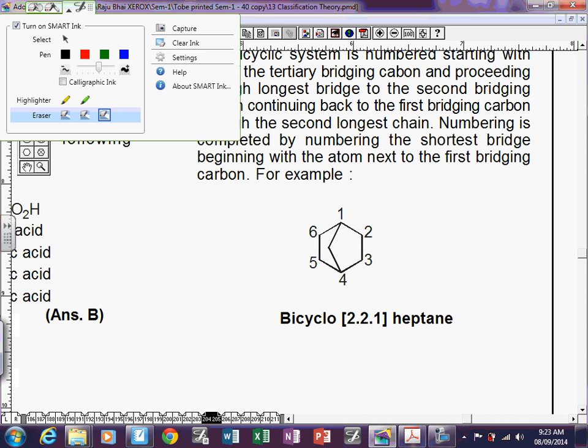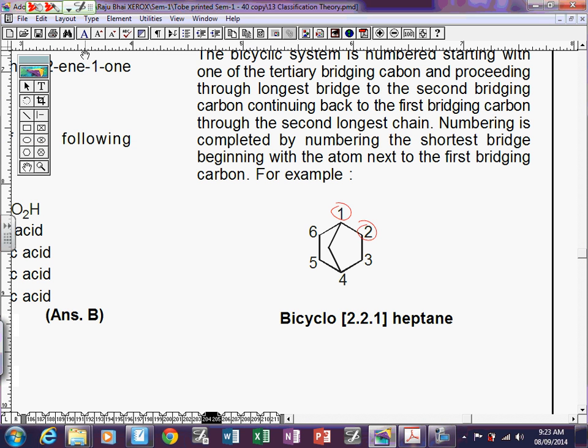Okay, first, simple way. Give numbers from here. As we can see, 1, 2, from where the bridge starts. From where the bridge starts, give the numbers: 1, 2, 3, 4, 5, 6, and 7. Because each vertex represents a carbon, there are 7 carbons. That's why it is hept. Second thing, it has two cycles, so bicyclo. This is called bicyclo because two cycles are there.